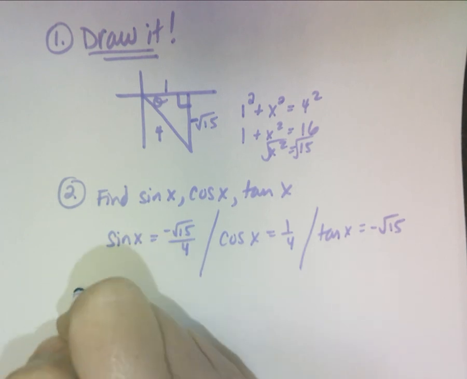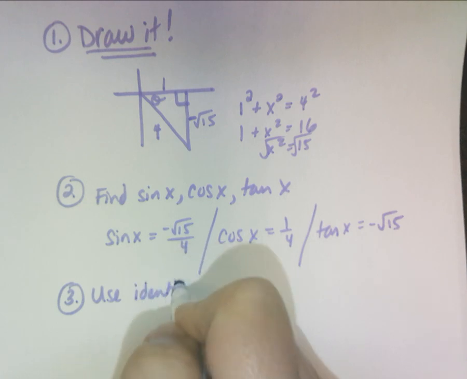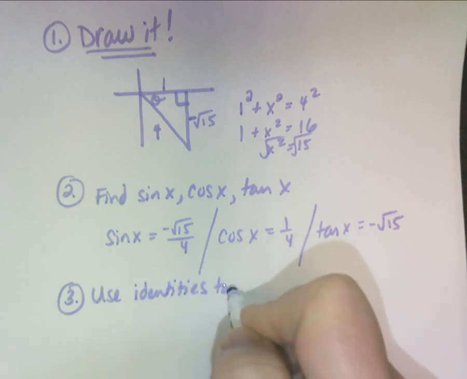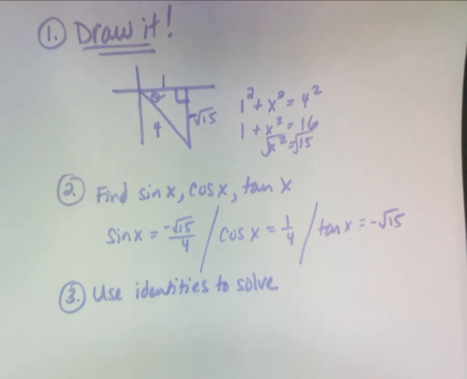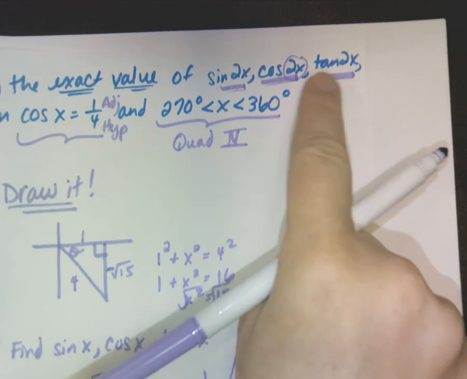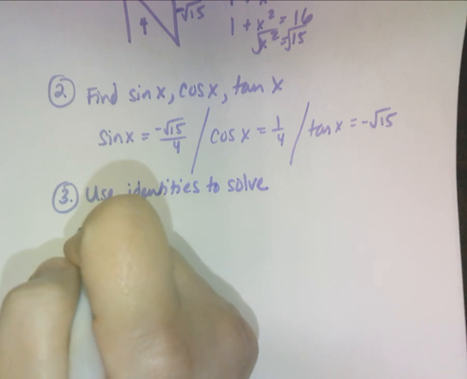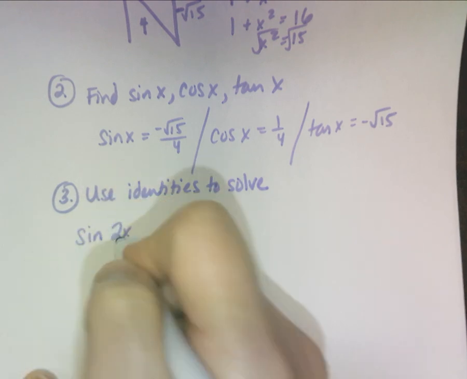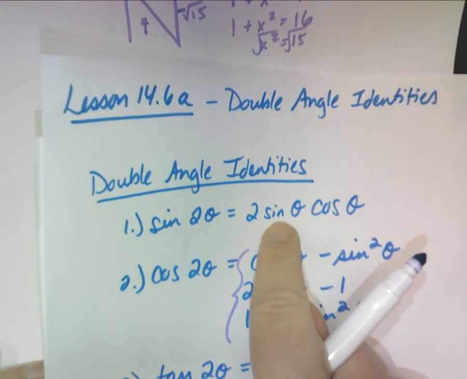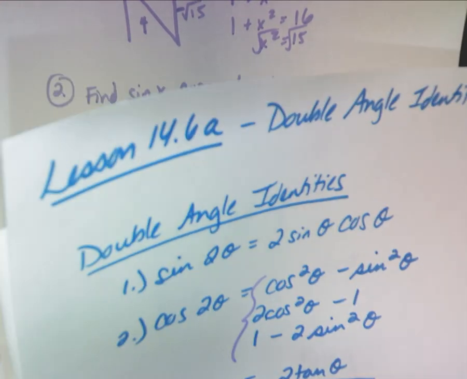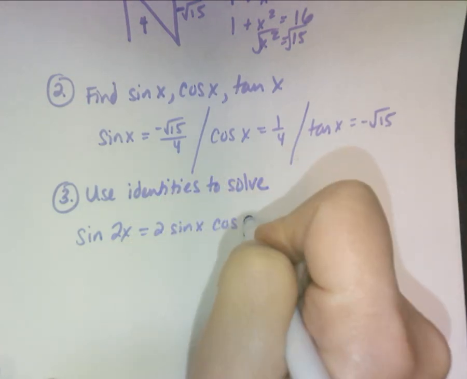Cool. Then step number 3, you use your identities to solve for sine 2x, cosine 2x, and tan 2x. So use those identities to solve. We'll start with sine. Sine of 2x, let's go back to what the identity chart said. Sine of 2 theta is 2 sine x cosine x.